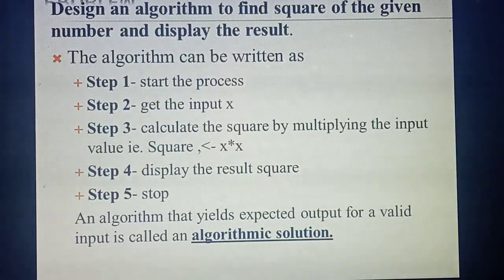Okay, so the last line is an important 1 mark question. An algorithm that yields the expected output for a valid input. That means you are giving some valid input, and for that valid input you will get the expected output. That is called an algorithmic solution. Sometimes they will ask it as a 2 mark question, sometimes as a 1 mark question. Understood?